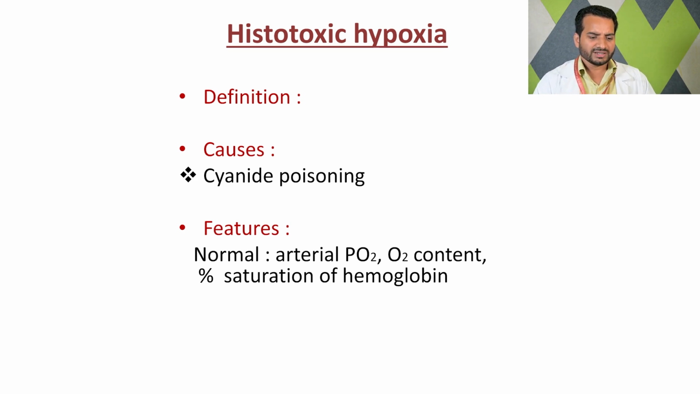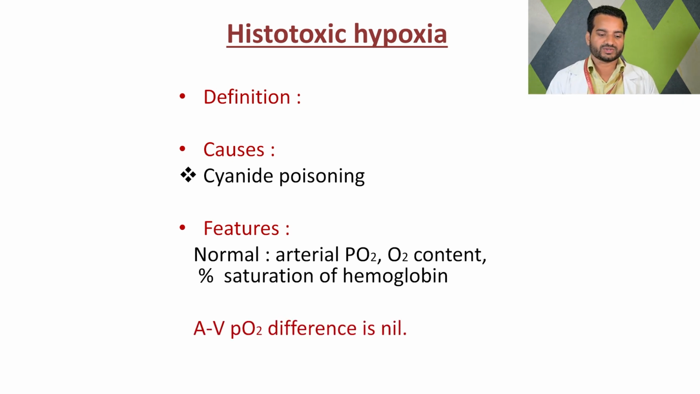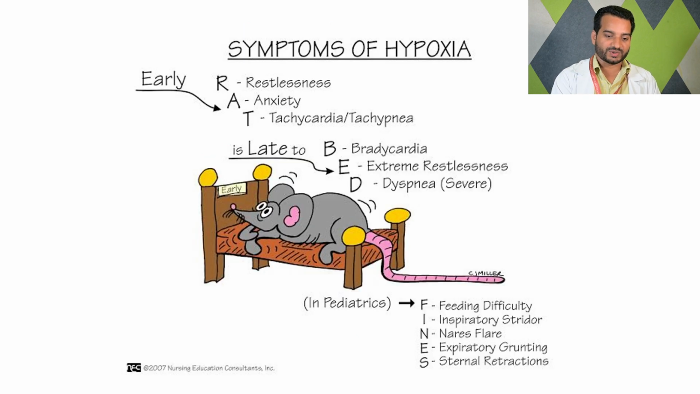So here the partial pressure of oxygen is normal, oxygen content is normal, percentage saturation of hemoglobin with oxygen is normal, arteriovenous perfusion is normal, but the tissue is not able to utilize oxygen.